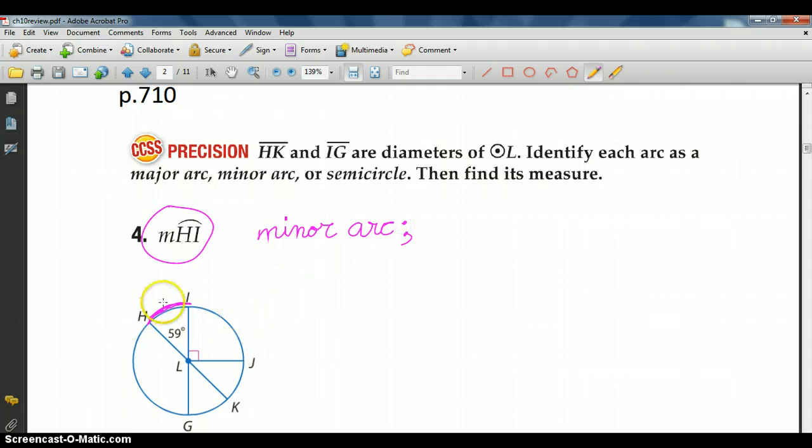And it's going to have a measure the same as its central angle. Well, we've been given the central angle, 59 degrees, so my answer is just 59.